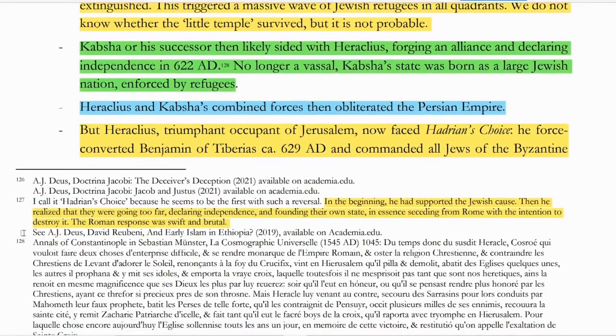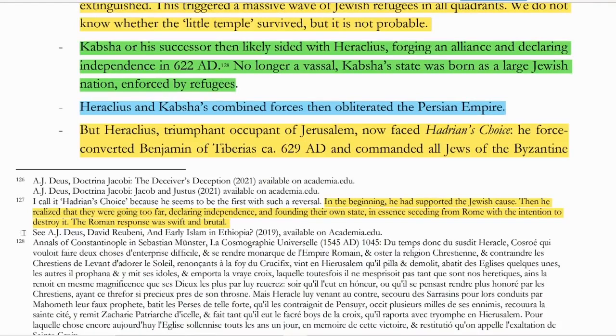Capsia or his successor then likely sided with Heraclius, forging an alliance and declaring independence in 622 AD. Okay, so that had been my idea as well. Now, I know Red Judaism disagreed on that one, but AJ Deus certainly did come to the same conclusion. No longer a vassal, Capsia's state was born as a large Jewish nation enforced by refugees. Heraclius and Capsia's combined forces then obliterated the Persian Empire. Okay, so that was key.